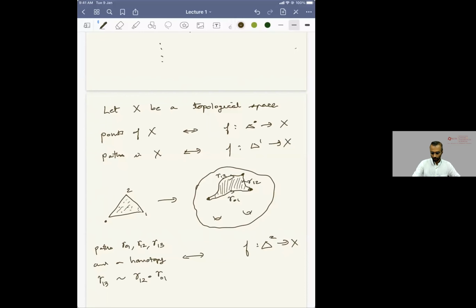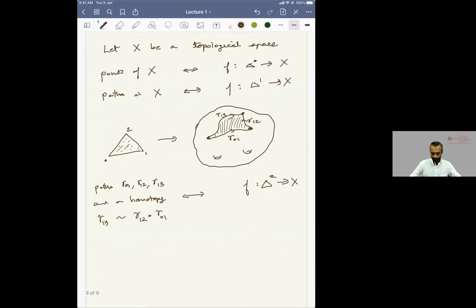Right. So I have the structure and I can continue this. I can now look at what a map from delta 3 into X means. And this will correspond to some homotopy between homotopies. And so on, ad infinitum, right? Okay. Any questions?